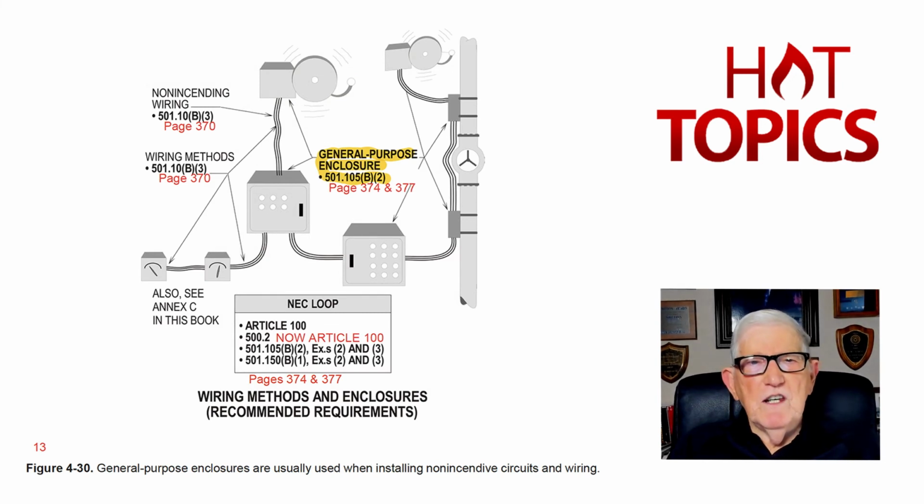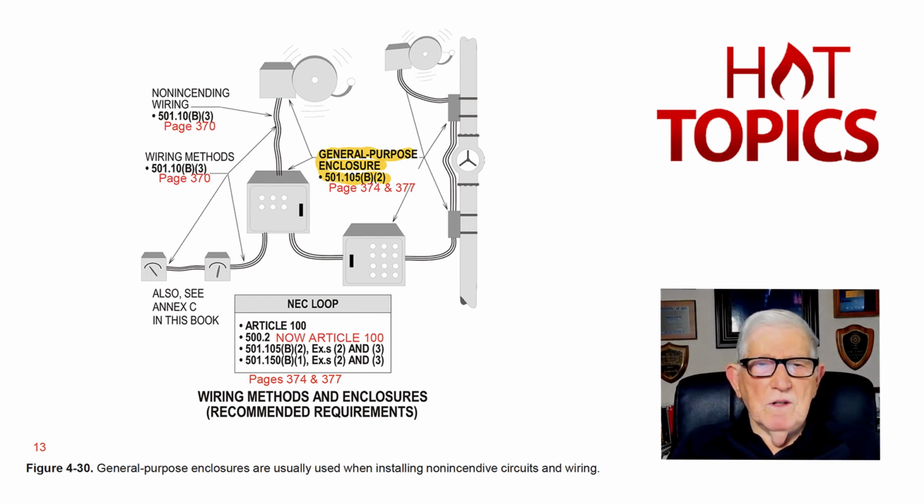Now here we see the wiring methods to the left of the illustration. Wiring methods 501.10B3 on page 370. The non-incendive wiring, like in the oil industry and these refineries, they'll use tray cable. In other words, you can use any of the wiring methods that's in Chapter 3 in accordance with 501.10b3. And general purpose enclosures can be used in 501.105b2 on page 374 and 377 of the NEC.